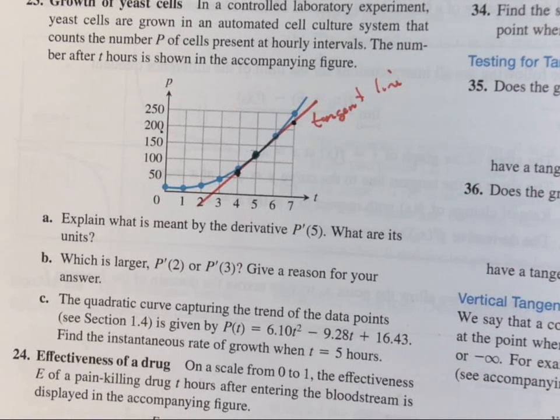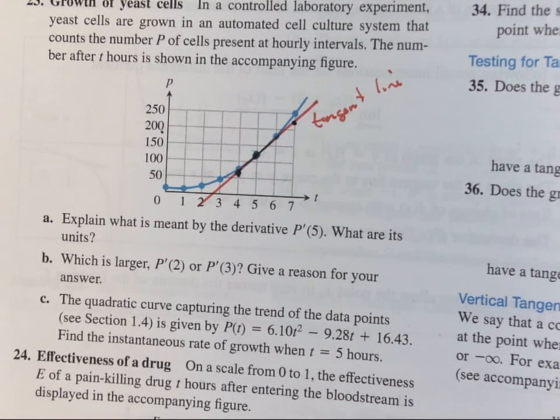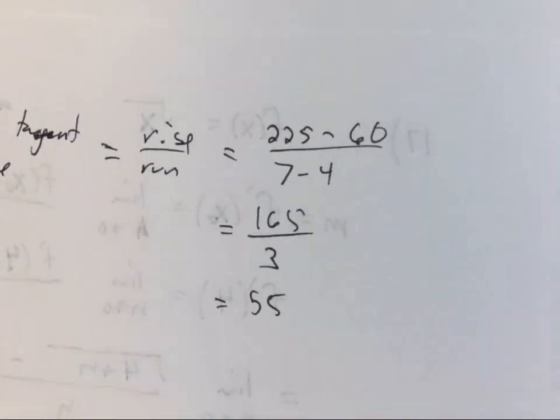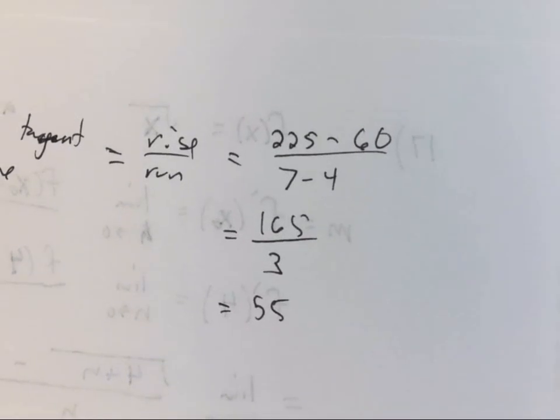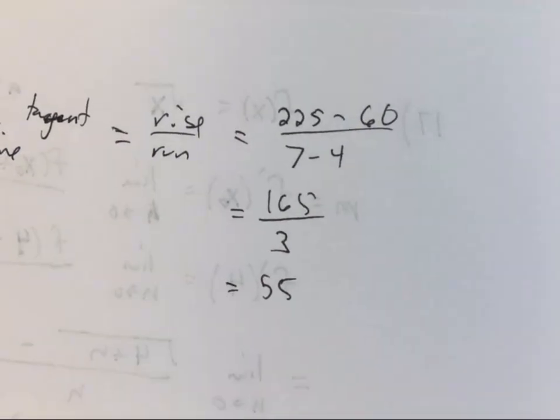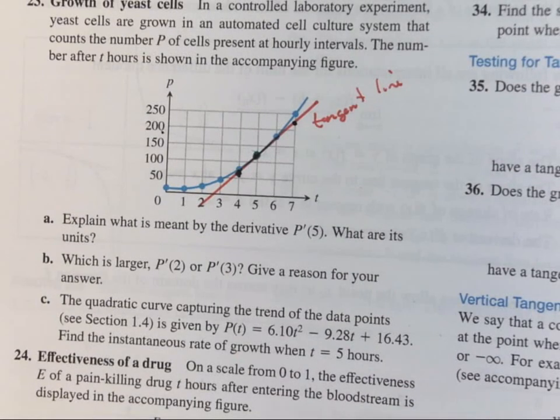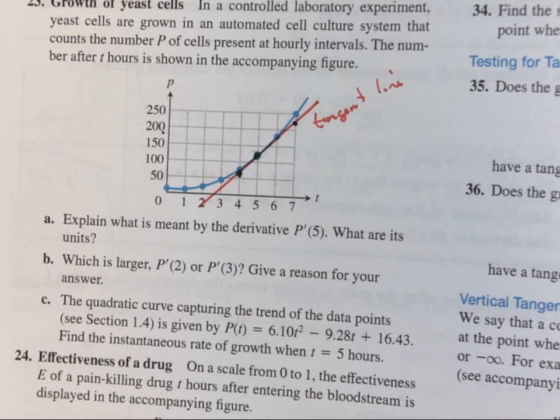225 minus 60, I get 165 all over 3. So I get 55, that's nice. So I have 165 over 3, which is about 55. And what are the units? That's a good question. What are the units?